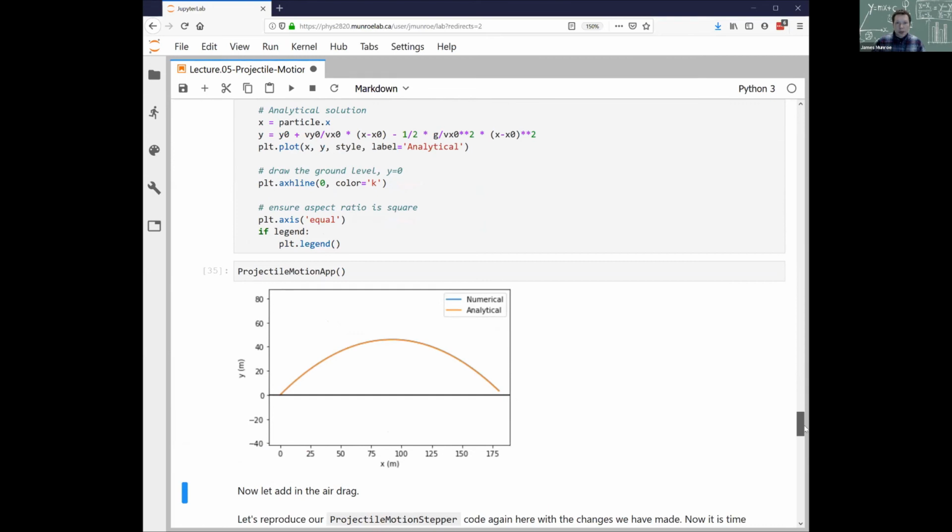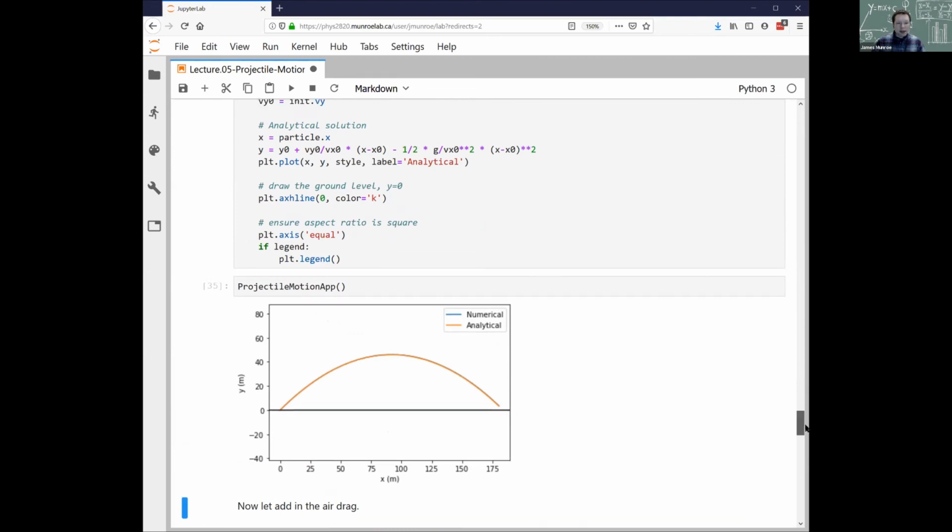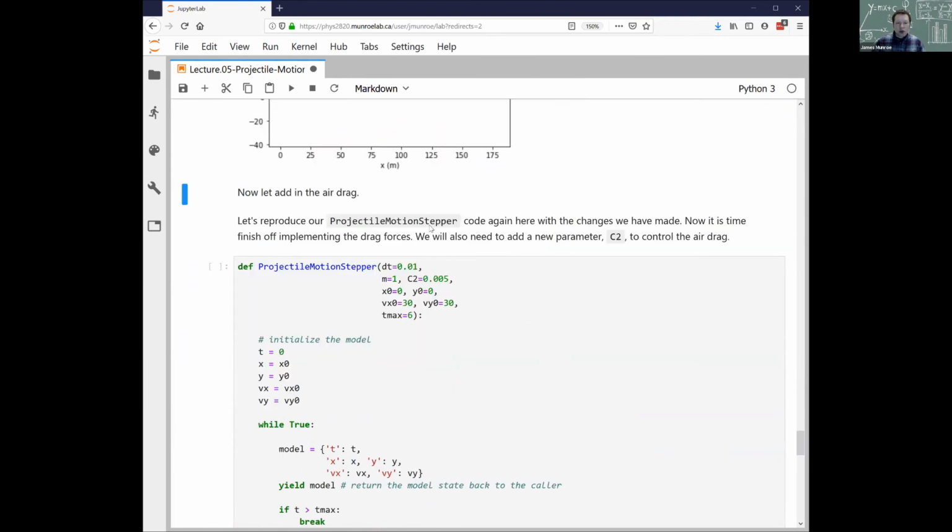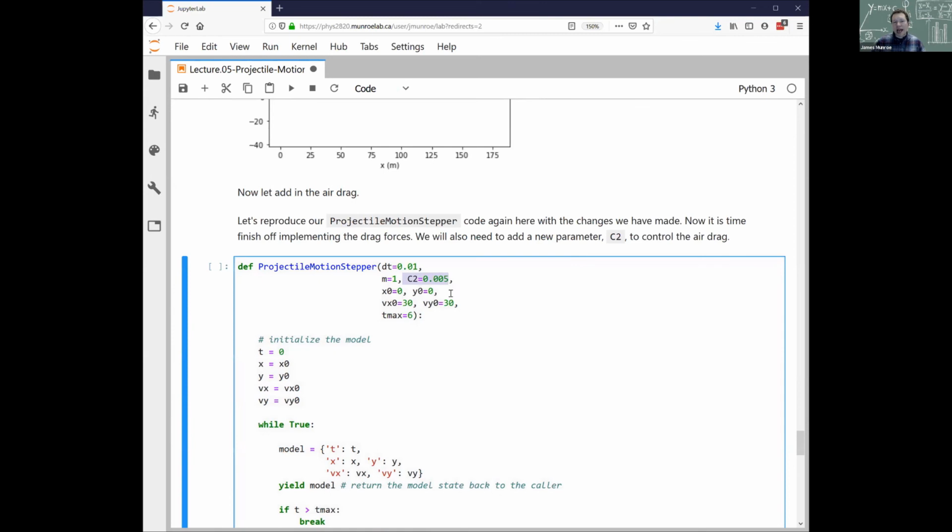Okay, at this point, let me take that projectile motion stepper code you had above that you modified, and I'm just going to copy and paste it down here again. You don't normally need to do this for your own notebook. I'm doing this so we all agree and have the same code. We've made the same changes. The only thing I'm going to do here is add in some air drag. So I want to now modify projectile motion stepper.